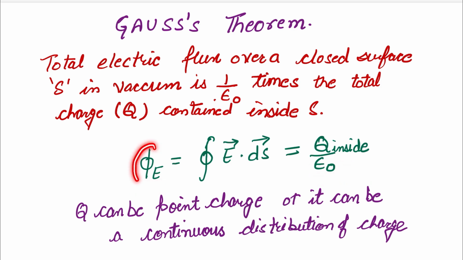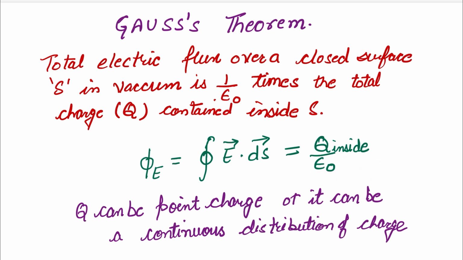We know that phi E, the electric flux, represents the total number of electric field lines crossing the surface. So, if you want to calculate the electric flux for a closed surface, you need the information of the Q inside that surface divided by epsilon naught.